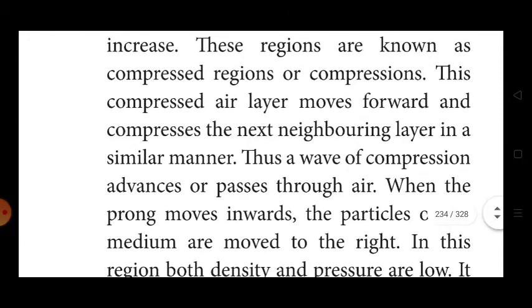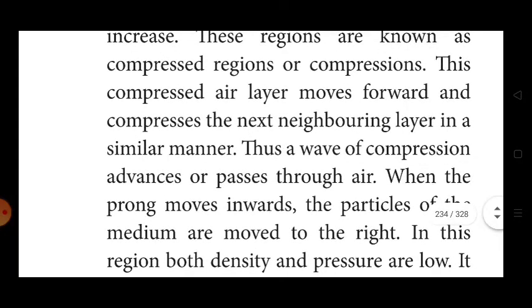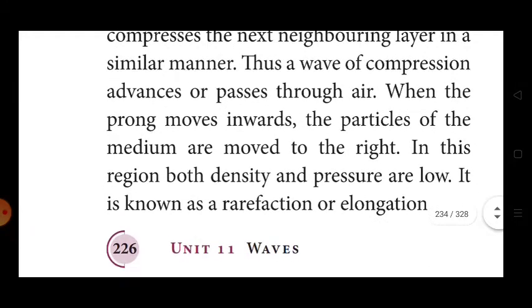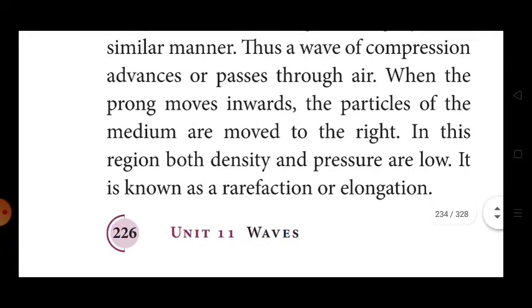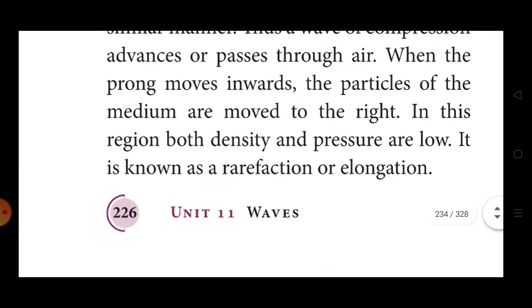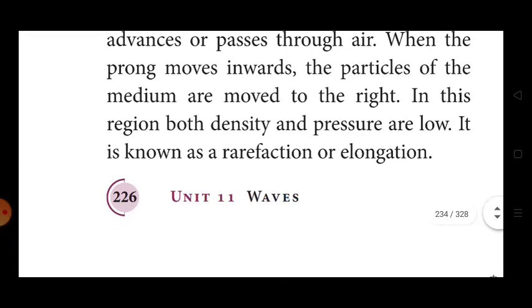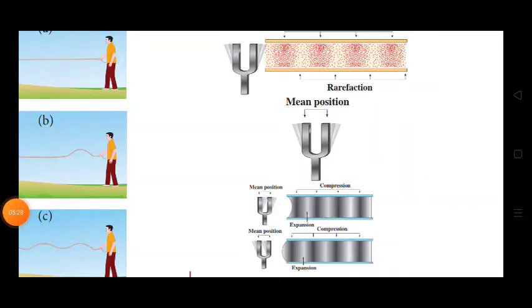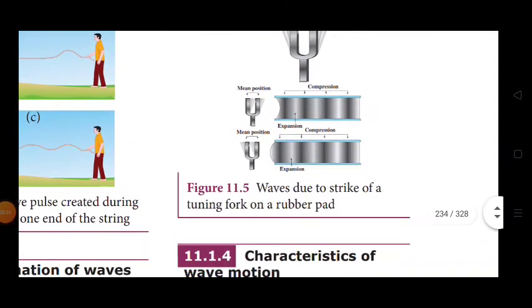This compressed air layer moves forward and compresses the next neighboring layer in a similar manner. Thus, a wave of compression advances through the air. When the prong moves inwards, the particles of the medium are moved to the right. In this region, both density and pressure are low. It is known as rarefaction or elongation. Students, you can see the vibration of the tuning fork through this picture.